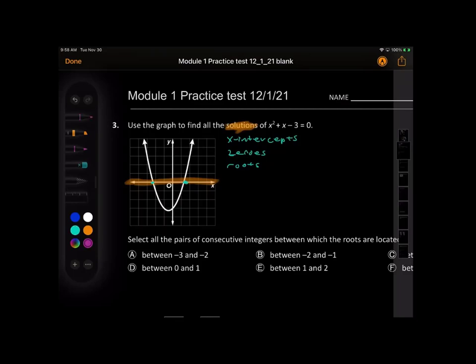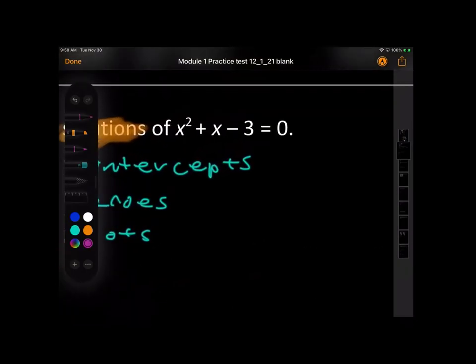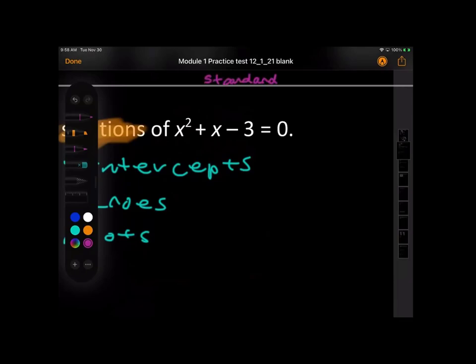Some other features about this quadratic equation that I want to point out is that it's in standard form. How do I know it's in standard form? There are no parentheses.